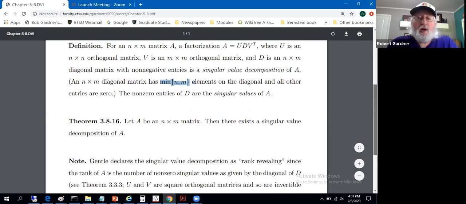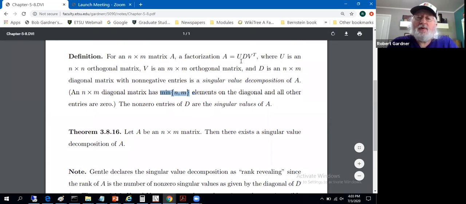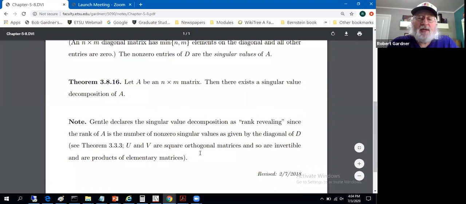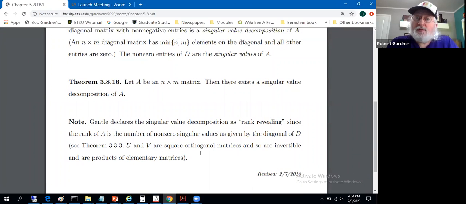We wrote A in terms of U D V transpose, U D V inverse if you like. V is an orthogonal matrix, so the transpose and the inverse are the same. These U and V matrices, they're square. They're orthogonal matrices. They're invertible. All square orthogonal matrices are invertible, I should say. And their inverse equals their transpose.